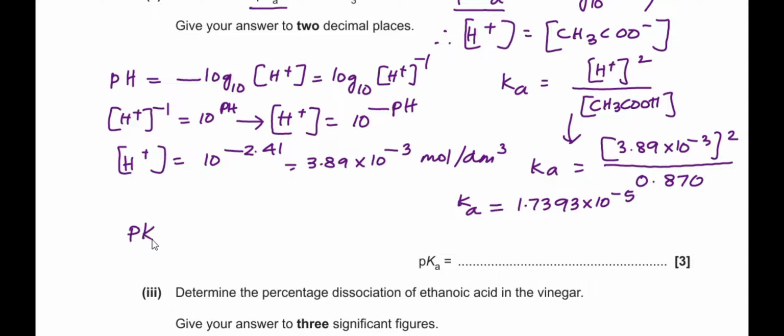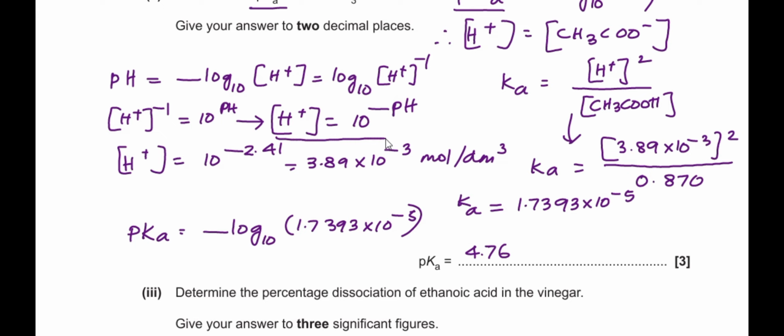Therefore, pKa equals minus log to the base 10 of whatever we obtained here, 1.7393 times 10 to the power of minus 5, and putting into the calculator we get it as 4.76. You need to just remember hydrogen ion concentration is equal to 10 to the power of minus pH. So this is just the mathematical derivation of it.